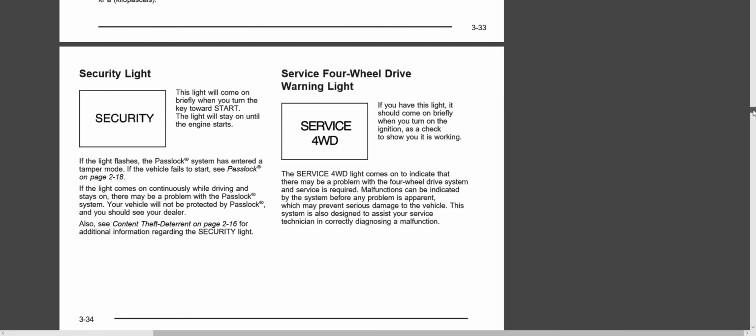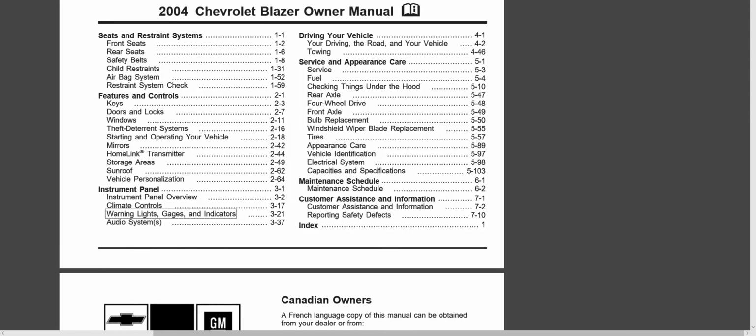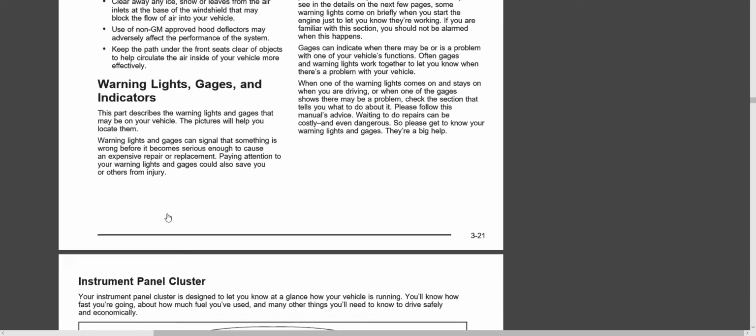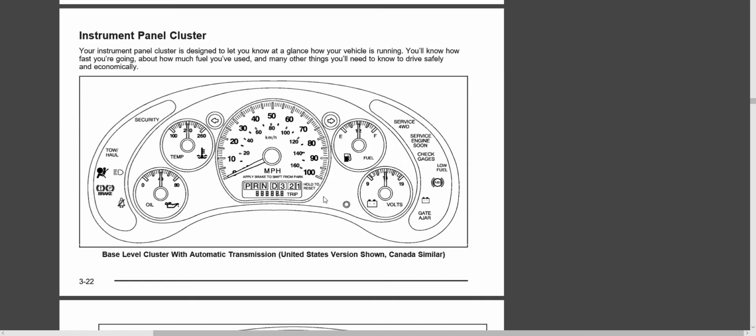I also wanted to point out that in this package that I downloaded, it included the original owner's manual, which, since this vehicle is about 15 years old, it didn't have the repair manual, but this was a nice addition. And actually in the index, these are hot clickable links, so you can click on the warning lights and gauges, and it will show you a representation of the dashboard and what the individual lights stand for.